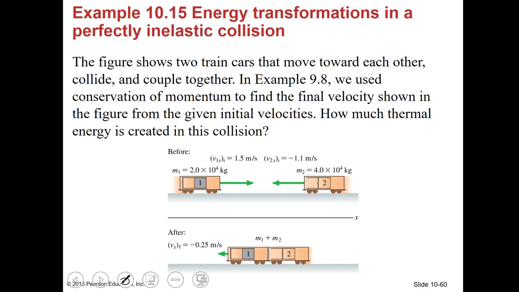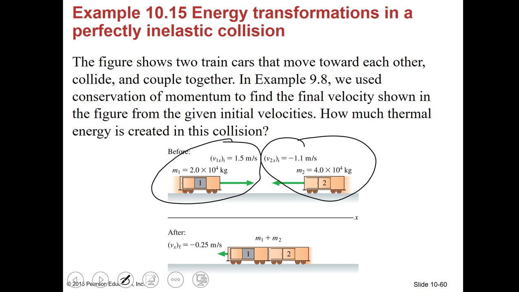Okay, let's actually take a look at this one. We saw this one before when we talked about momentum. So here we have a couple of train cars moving towards each other. Look back at the Chapter 9 notes. We did this momentum part before. Mass 1 came in with 1.5 meters per second to the right. Mass 2, which is twice as massive, moving to the left at 1.1. They stuck together and they moved off to the left at 0.25 to the left. That's what the minus sign means.